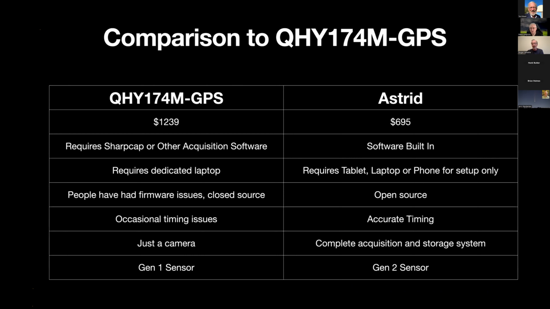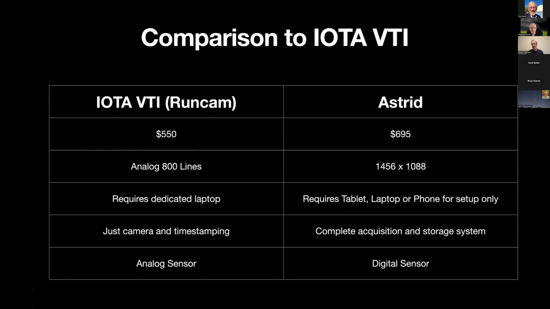So, comparison to the 174 GPS. The 174M GPS is more expensive, about double. It requires a lot of software. It requires a dedicated laptop. There have been firmware issues. It's closed source. There are occasional timing issues from it. It's just a camera. There's also a Gen 1 sensor. So Astrid has all that beat essentially.